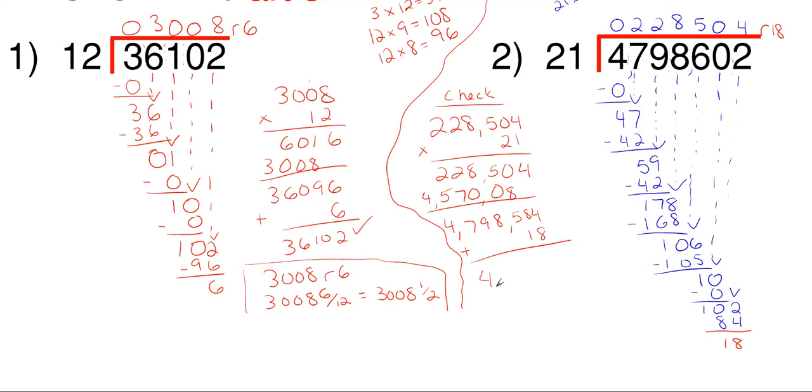And we end up with 4,798,602, which was our original number we were dividing by. So our math checks out right there.